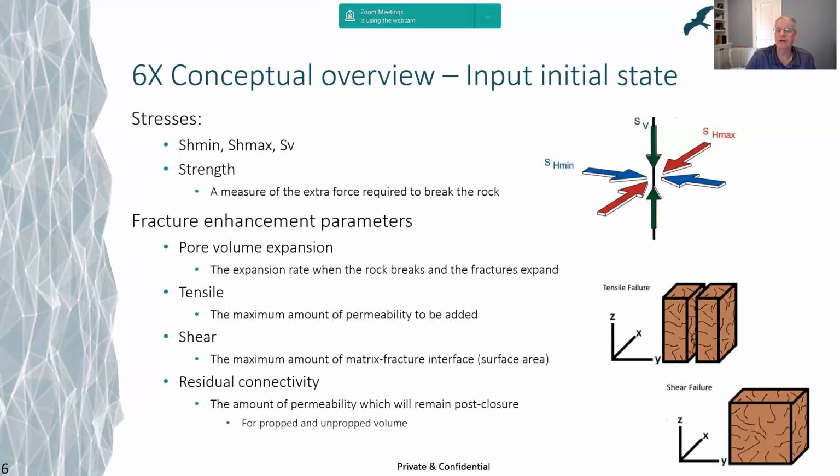So those parameters all deal with the propagation of the fracs. And then for the closure of the fracs, we have this residual connectivity, which is a percentage of the amount of enhancement that was achieved. So it's the percentage of it which will be retained after the well has been drawn down. Okay, so if we achieve 100 millidarcies of permeability and we say we're going to retain 25% of that, then after the frac has been drawn down by a certain amount of pressure, there will be 25 millidarcies left.